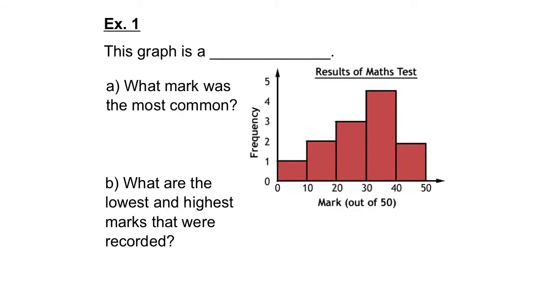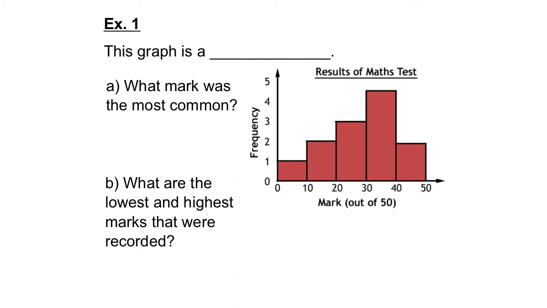So here's my first example. I have a graph shown. It has marks out of 50 on the horizontal axis and frequency on the vertical axis. If you're not familiar with the word frequency, frequency just refers to the number of times something happens. So the way I would read this is there was one person with a mark between 0 and 10. There were 2 people with a mark between 10 and 20. There were 3 people with a mark between 20 and 30, etc.